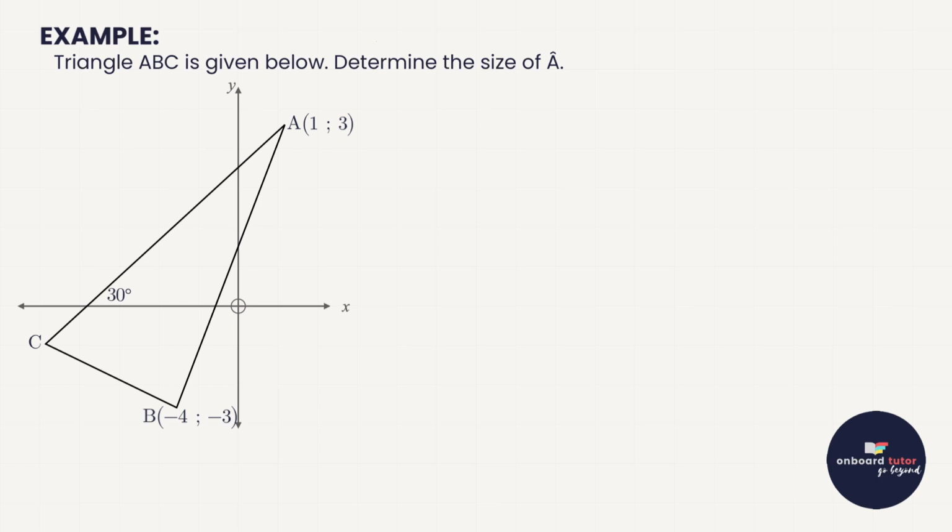Let's look at one last example. Triangle ABC is given below. Determine the size of angle A. Okay, so what I'm going to do is have a look at what's missing and what we want. Let's call this theta. This is the angle that they want. They've given us 30 degrees here, so some of this question has already been worked out for us.